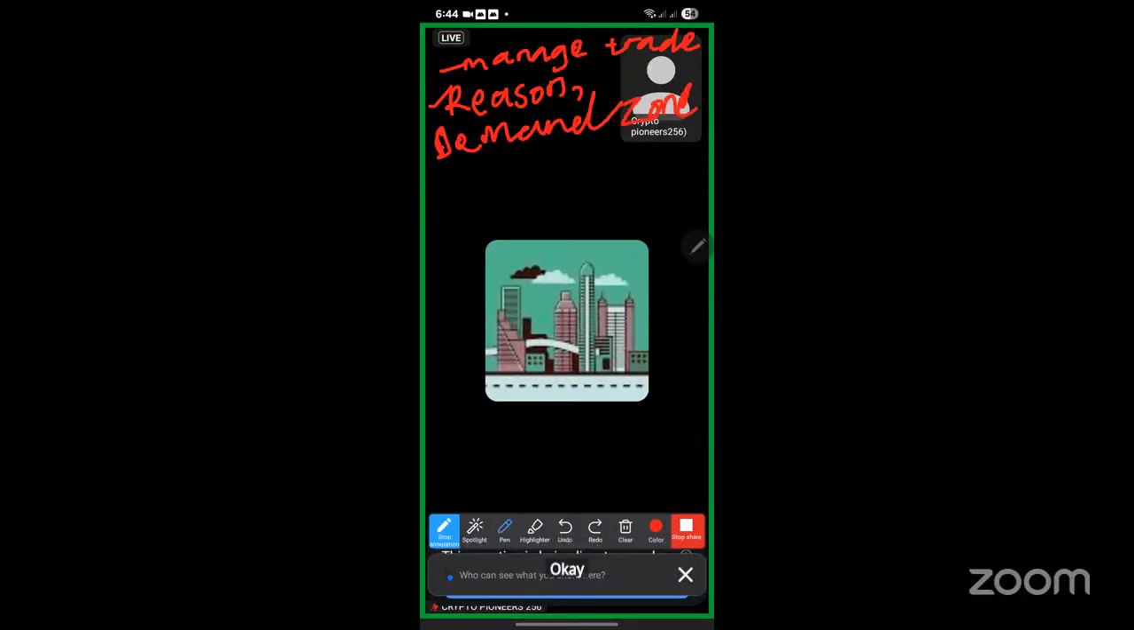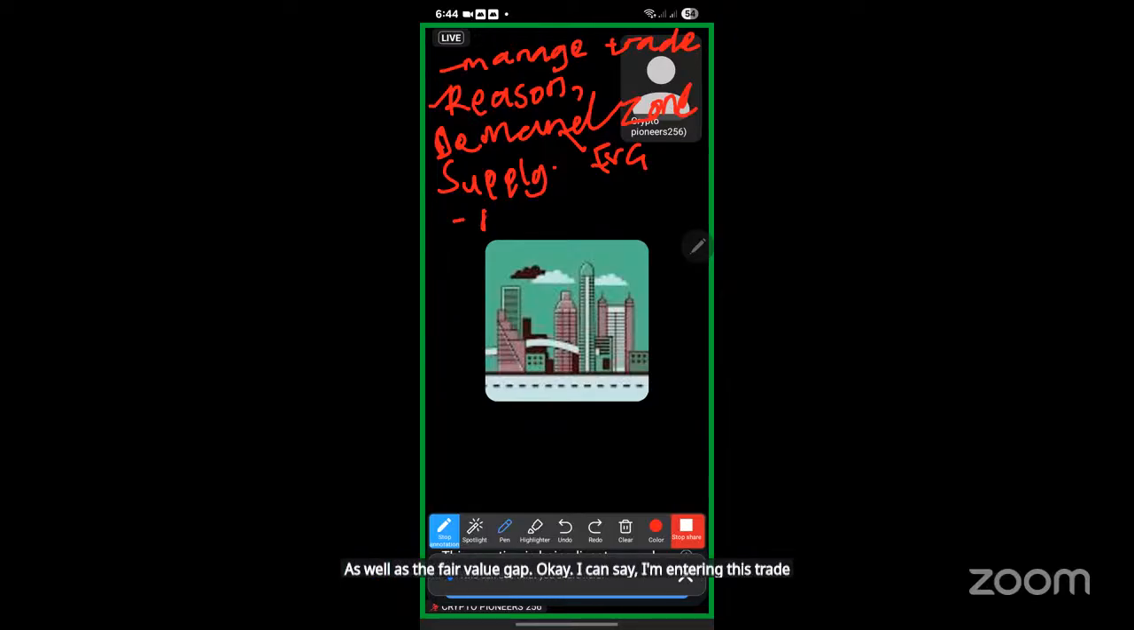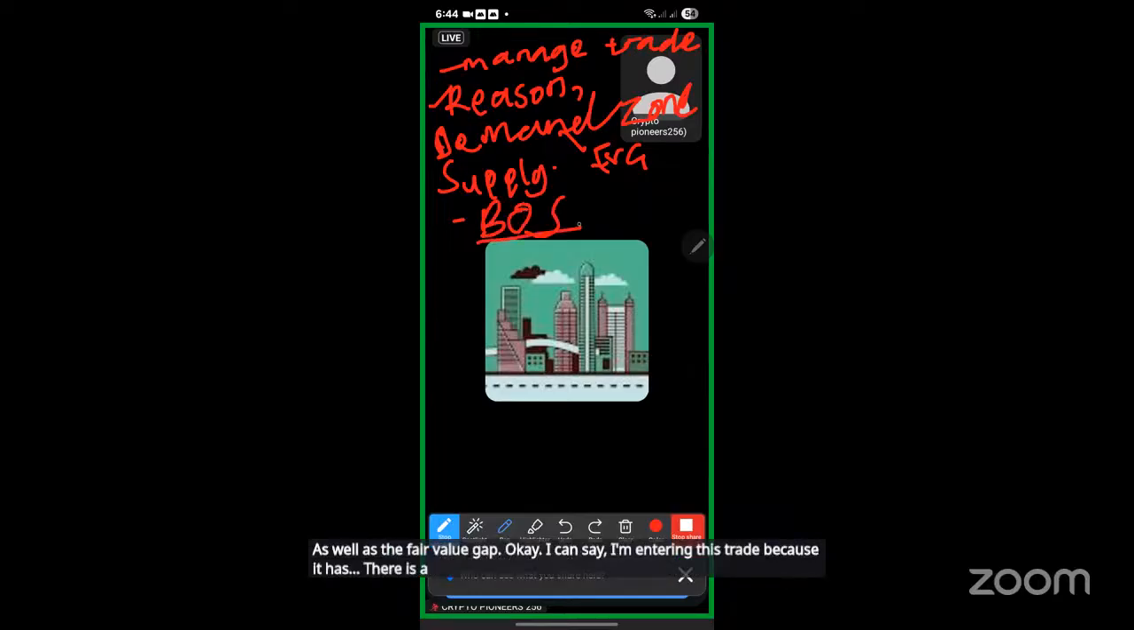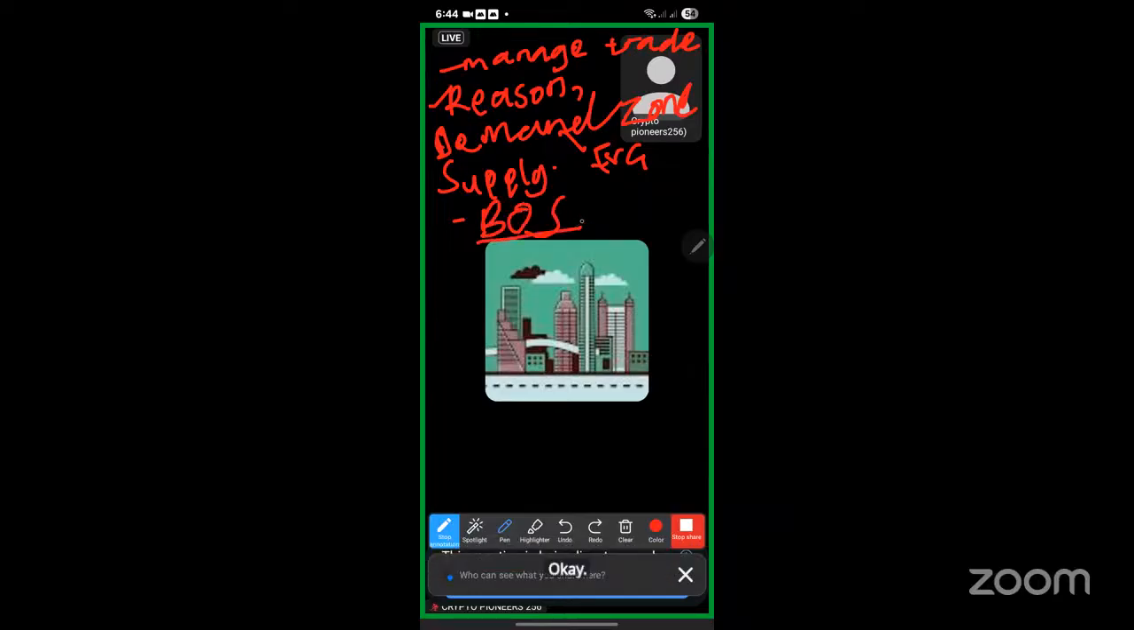Or I want to enter the trade and I sell because it is at the supply zone. I can say I have a clear setup. I have seen a demand zone as well as a fair value gap. I can say I'm entering this trade because there is a break of structure. I'm entering this trade because I've seen a bullish flag, which is a continuation pattern to the upside.